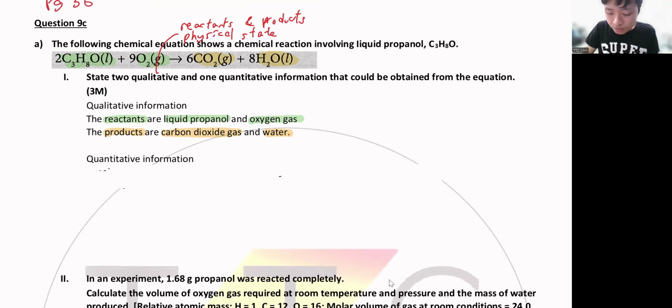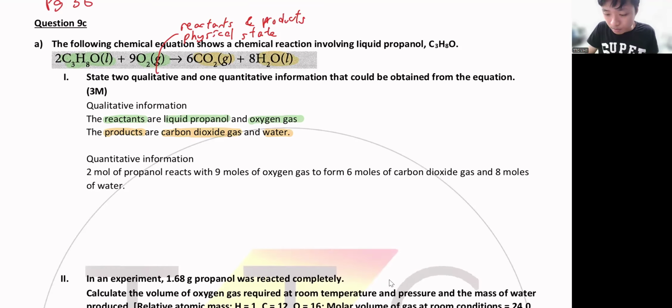Then quantitative: just write down how many mole. So you've got 2 mole of propanol reacting with 9 mole of oxygen gas, producing 6 mole of CO2 and 8 mole of H2O. You write the quantity, just talking about the numbers.